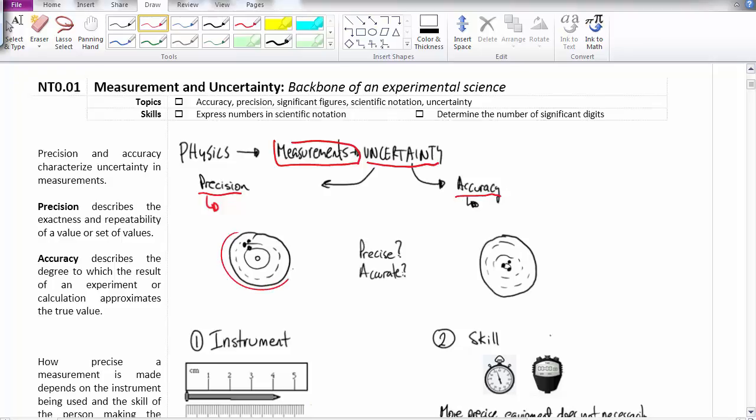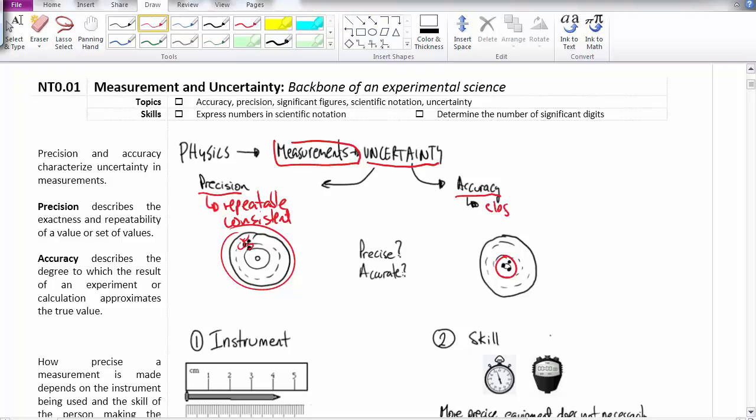So if you see a target here and there's three darts, you can see they're close together, so they're repeatable, and they're exact in some way. And so we call this precise. The idea is these measurements are repeatable, and they're somehow consistent. So that's what we mean by precise. Accurate, on the other hand, is when they're close to a known value or a known target. Here they're all together near the bullseye, so they're accurate.